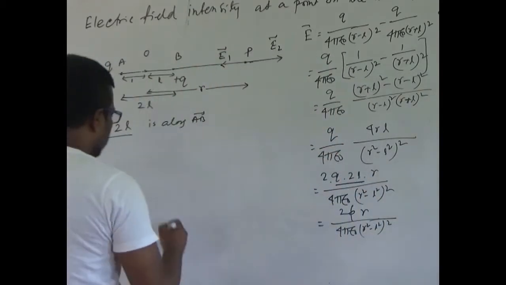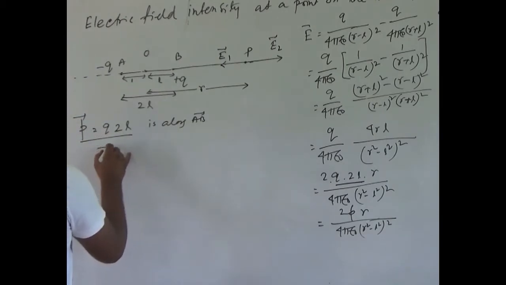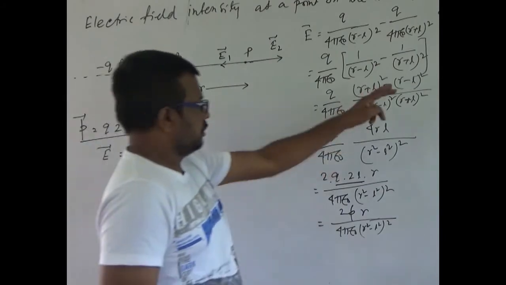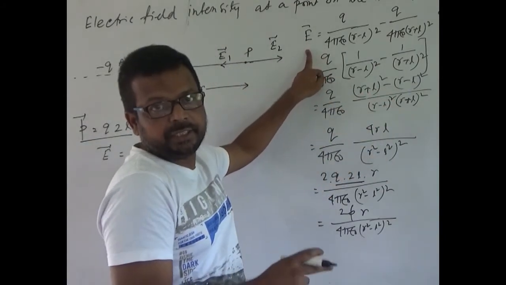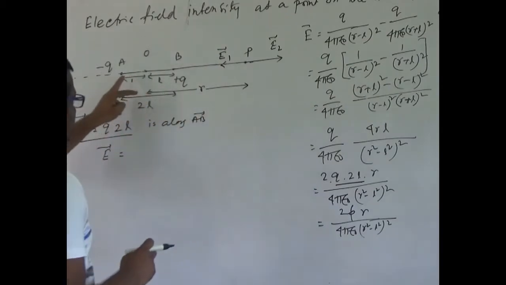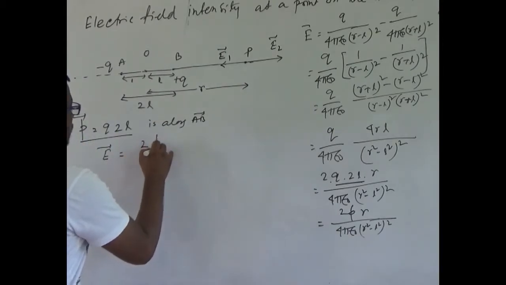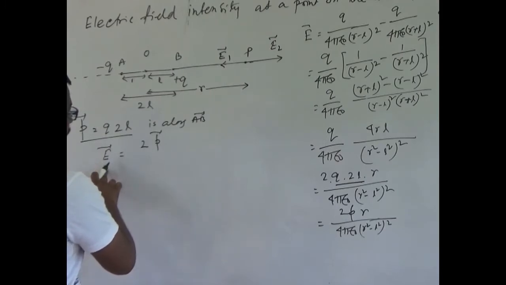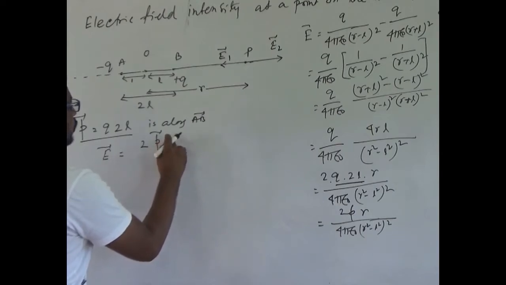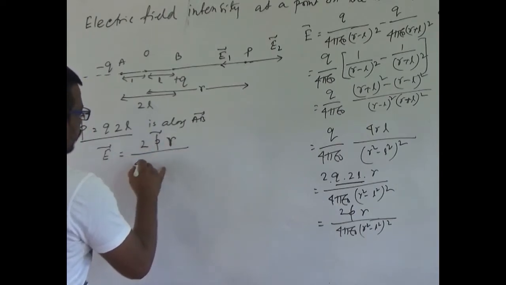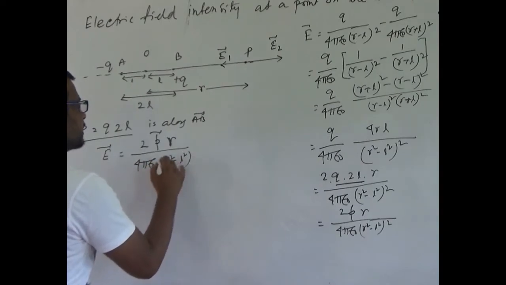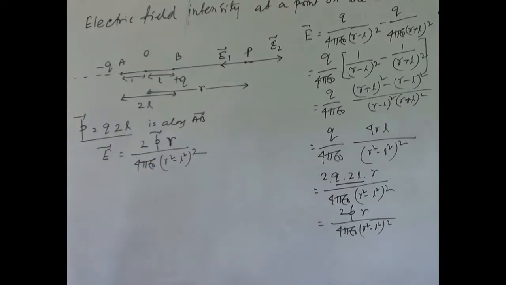AB. Now you can write it in the vector form. E equals to this field, the electric field due to the dipole, is along AB. AB means along this direction, which is the direction of the dipole moment vector. That means you can write vectorially, the electric field E at an axial point due to a dipole is equal to 2PR divided by 4 pi epsilon naught R square minus L square whole square. Is it clear? This is the electric field.